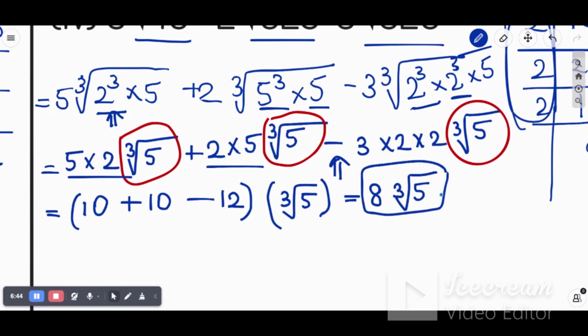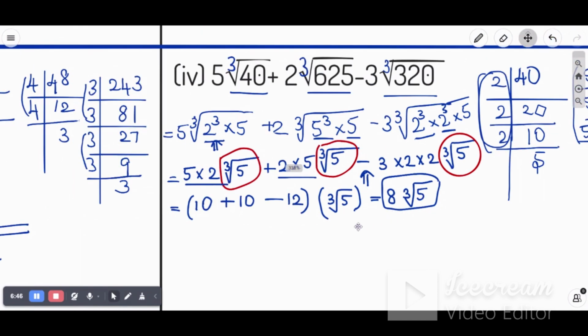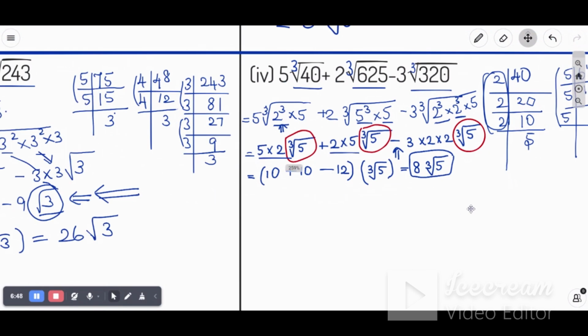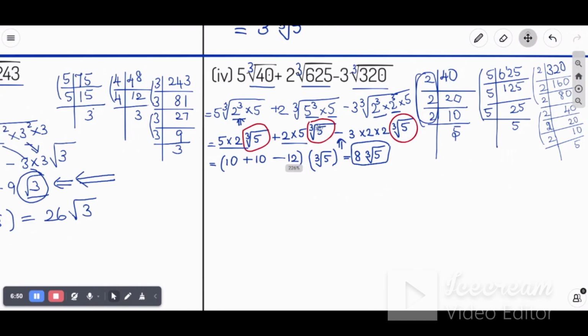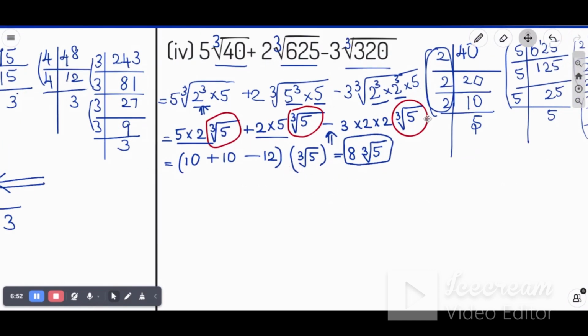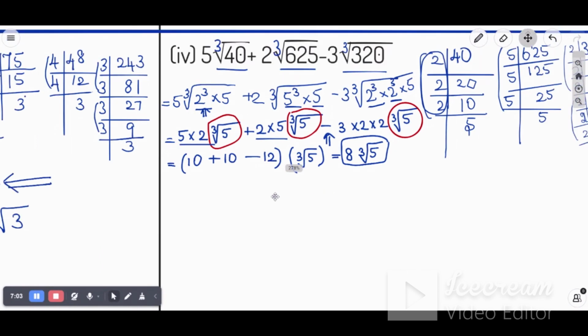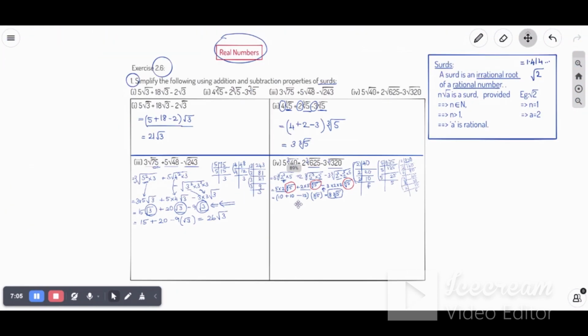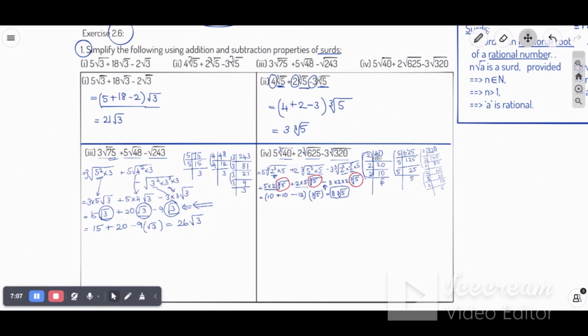So now what we have done, we have first simplified everything using the factorization method, and then found out the factors, then took the cube root, and then we ended up with a common set for all. So this is very important. When you end up with this, you add or multiply the remaining numbers. So we have done the addition and subtraction of surds very carefully. So this is nothing but making your surds common.